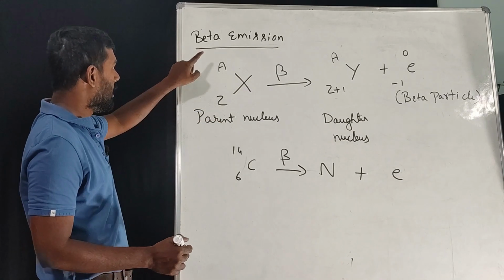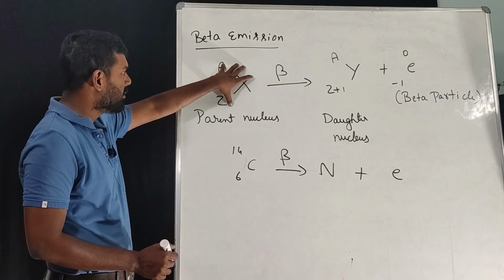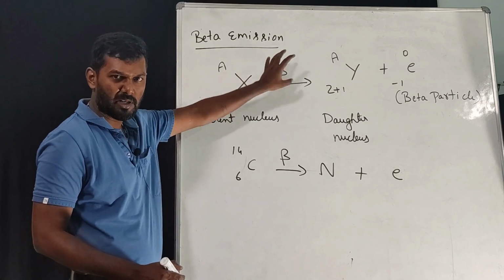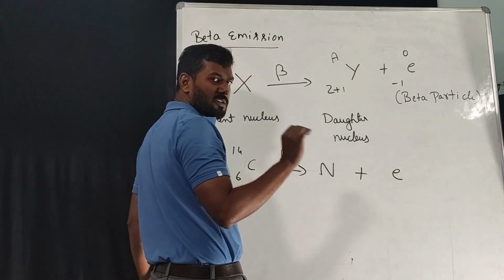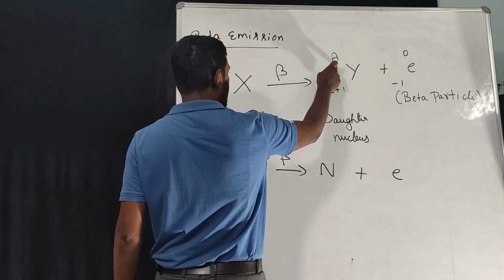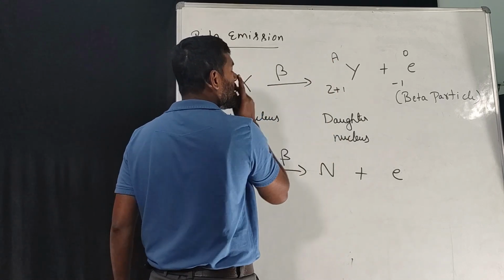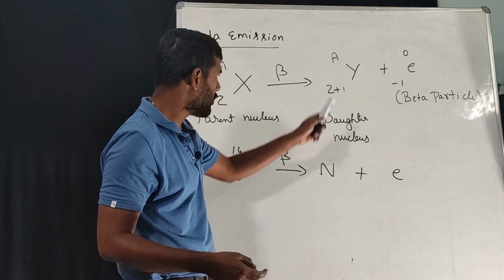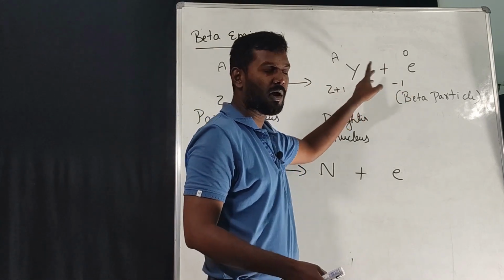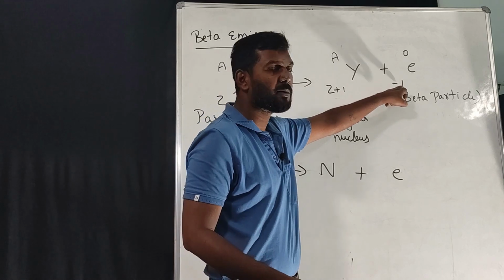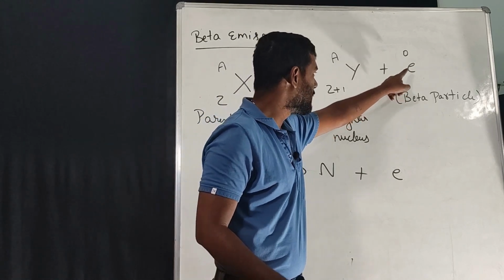Here the same element will be given. When it undergoes beta emission, the atomic mass number, or just the mass number, remains the same, but protons will increase by 1. If protons increase by 1, then the same thing is given as 1. However much it is increased, that is nothing but an electron.